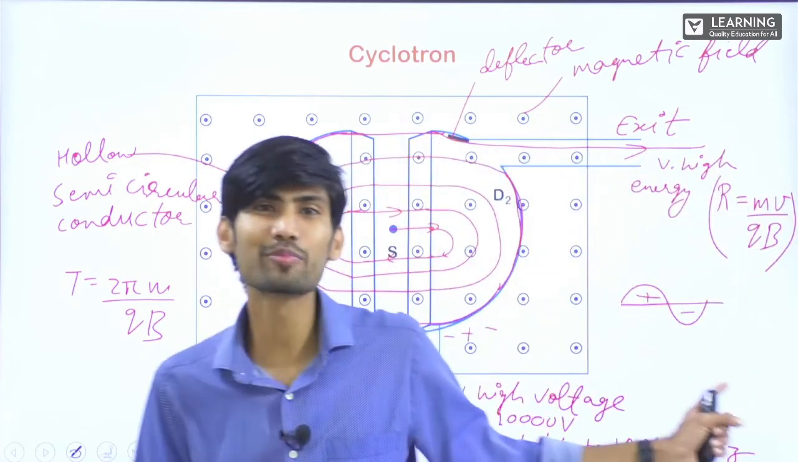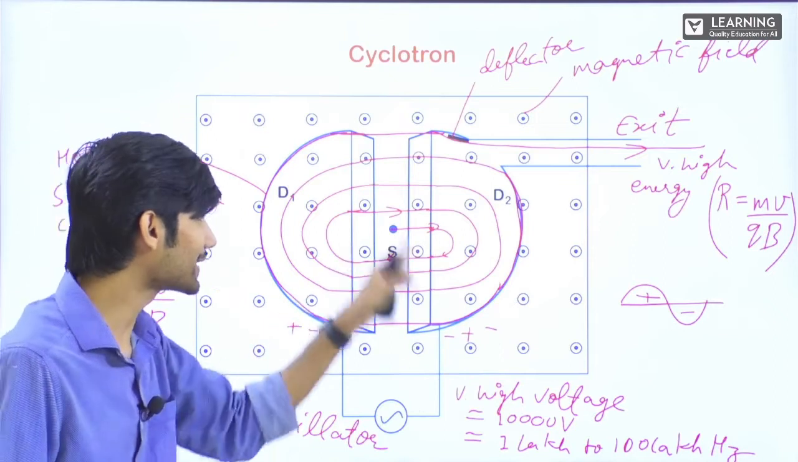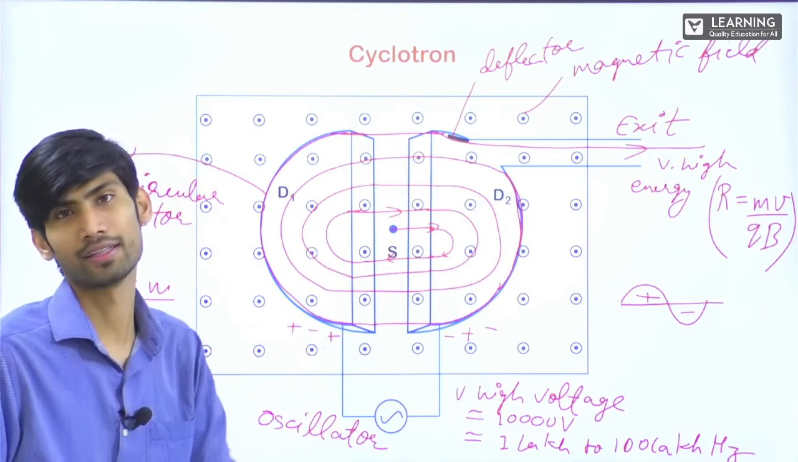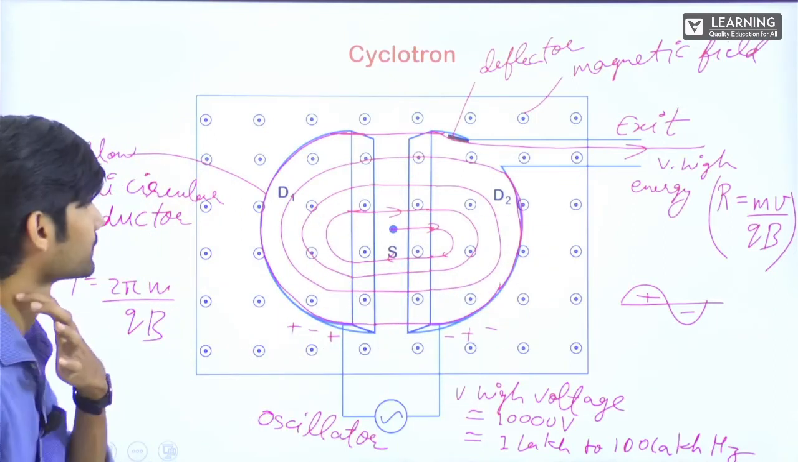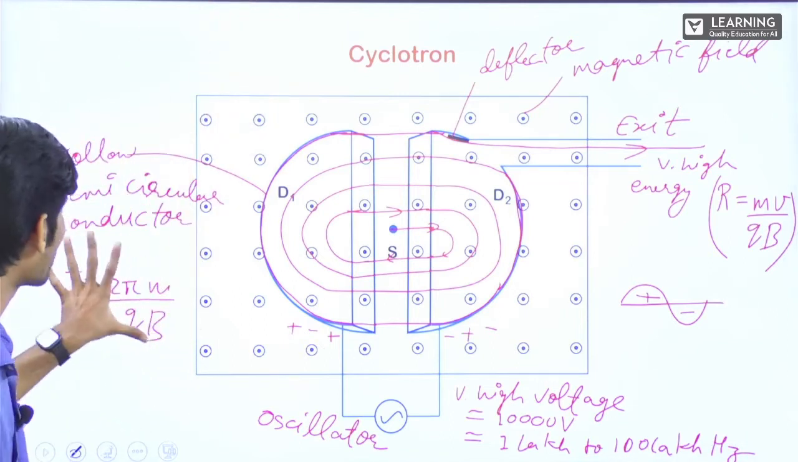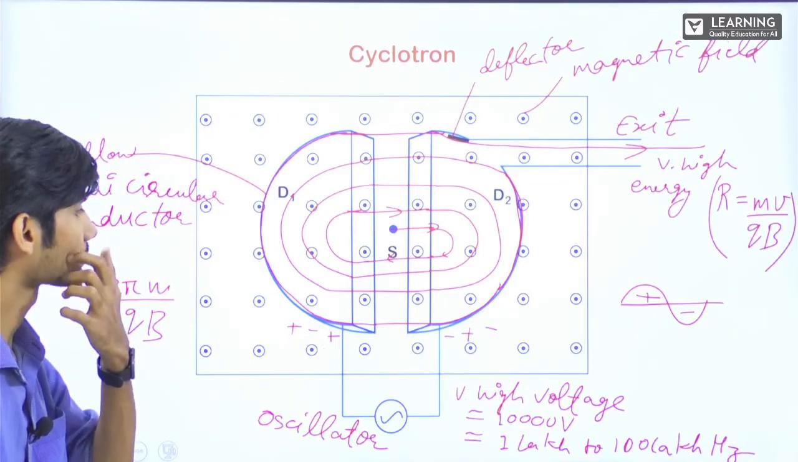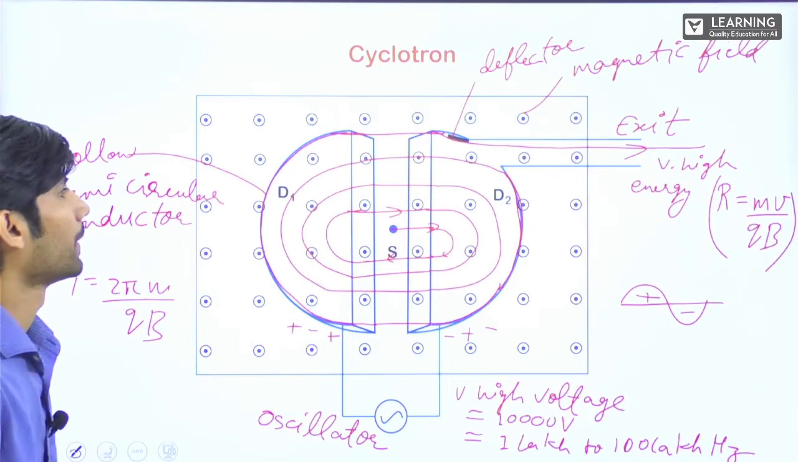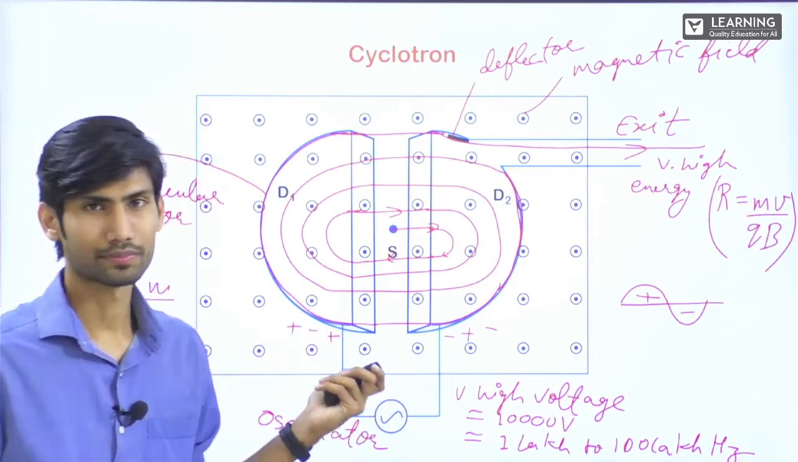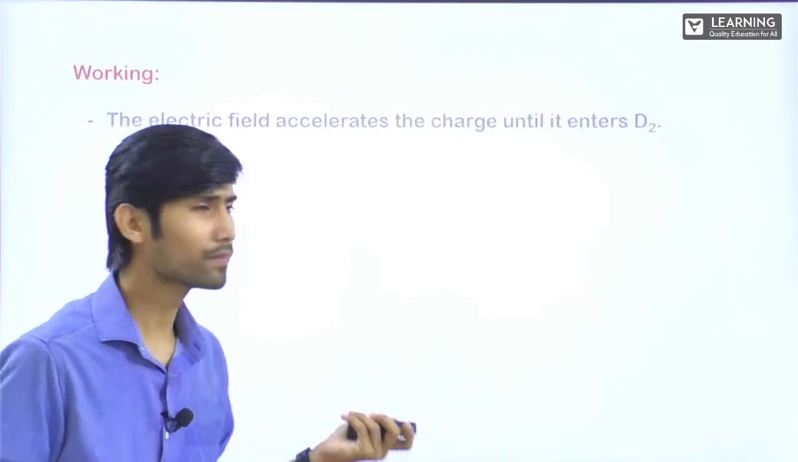So when the charge comes out of the D, the polarity is set in such a way that it accelerates in the same direction in which it is moving. Clear? We'll come to this again. Don't worry. I hope you understood. If you want to write the working, you can write down.